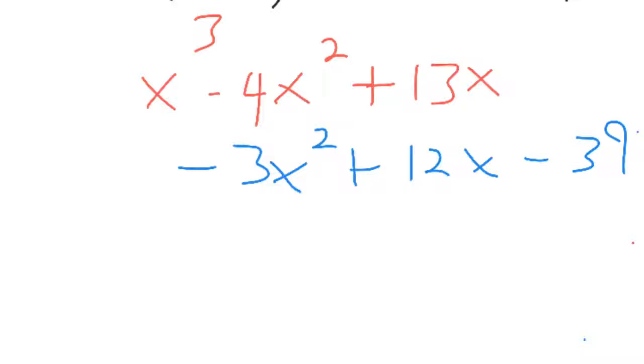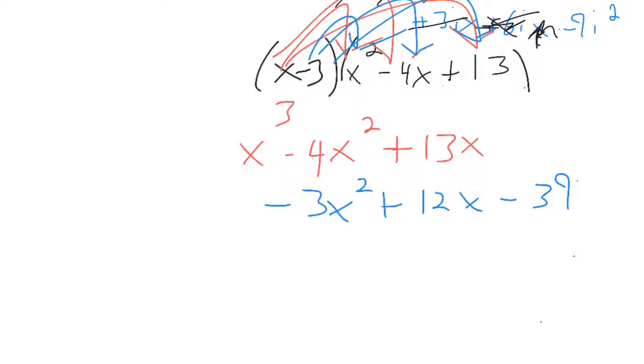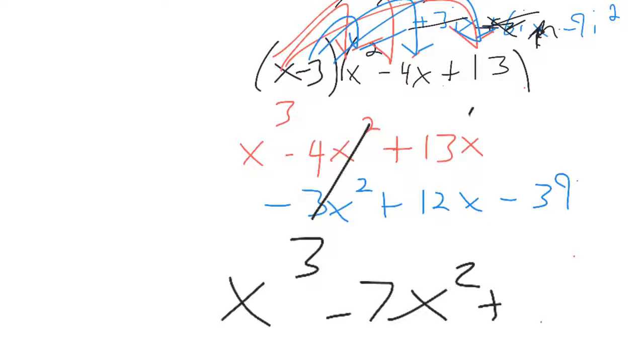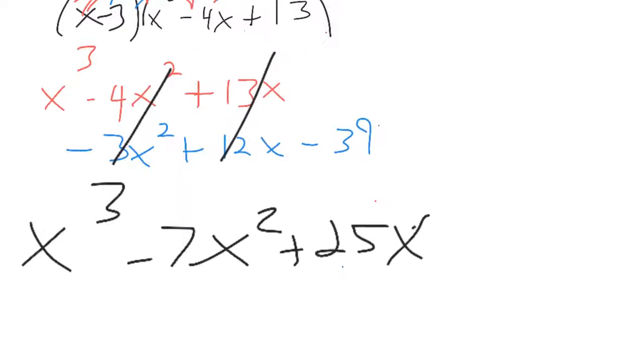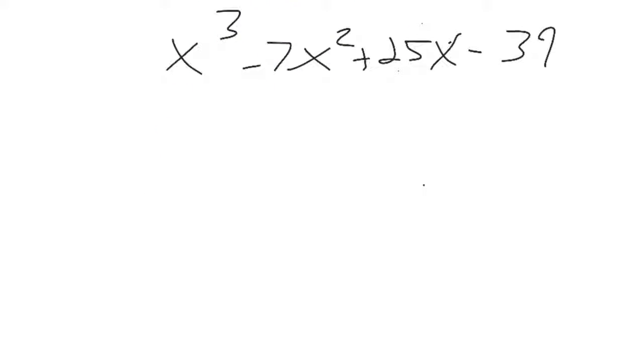And then when you combine like terms for your final answer here, x to the third has nothing to simplify with. These guys make negative 7x squared. These guys make 25x. And then we got minus 39 at the end. Okay, so that's the standard form of the polynomial once we multiplied everything out. And it has those roots because we started off with the factored form of the polynomial.